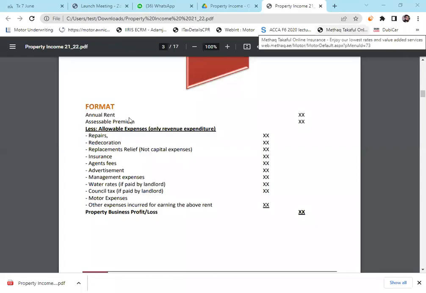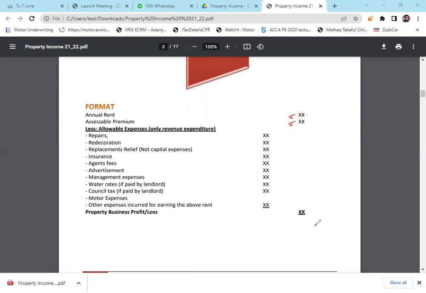Annual rent is here. Premium is going to add to the rent, which means premium is going to increase the answer. If property income increases, definitely tax is going to increase. And if property income decreases, tax is going to decrease. And then we do have some allowed expenses.